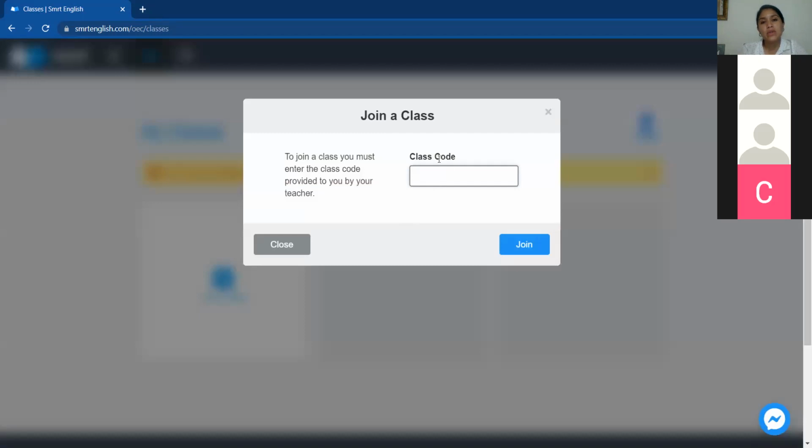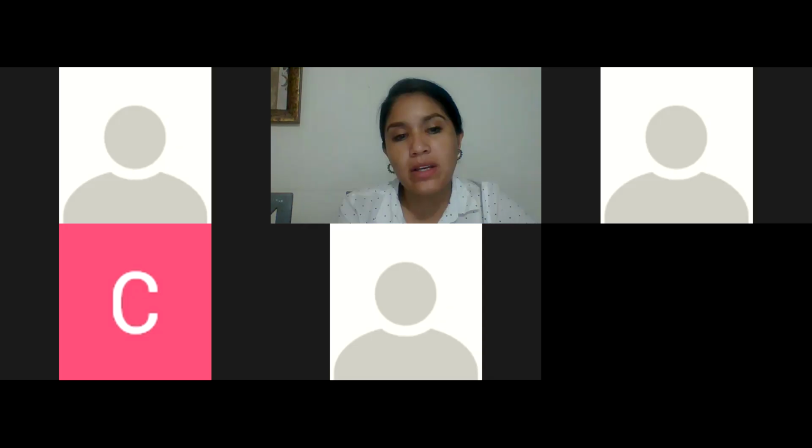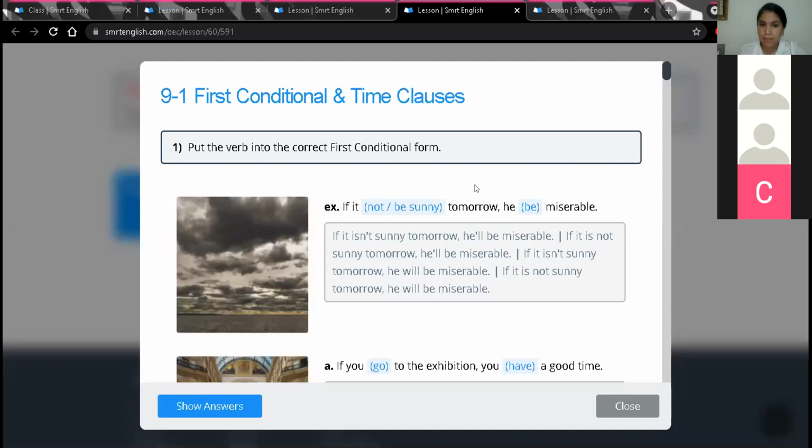Okay, it's okay. We're going to do it all together, so we can help you and help each other. So here it says, put the verbs into the correct first conditional form. For example, I have here: if it, and then tomorrow, he, and then miserable. So we're talking about cause and effect, right? So not be sunny. Remember, when we're talking about the first conditional, what is the verb tense that we have to use with the if clause? Present, past, future? What do I have to use with if?